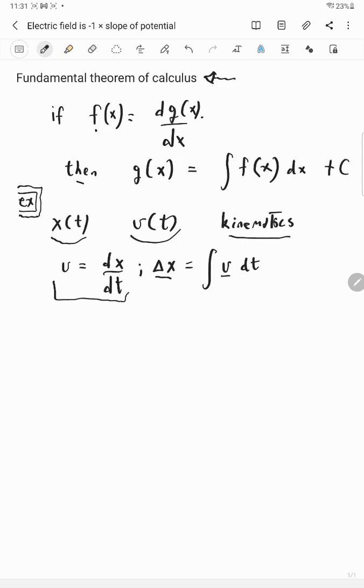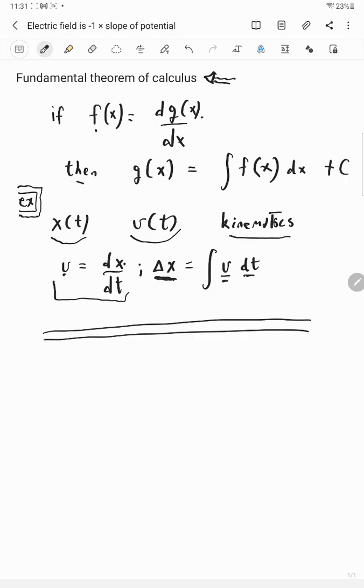So the opposite way of thinking about the relationship between velocity and position is you say that you accumulate a change in location if you have motion for time. And so the change in location, or the displacement, equals the integral of v dt. And that's just the fundamental theorem of calculus. That's the relationship between two functions where one function is the derivative of the other function.